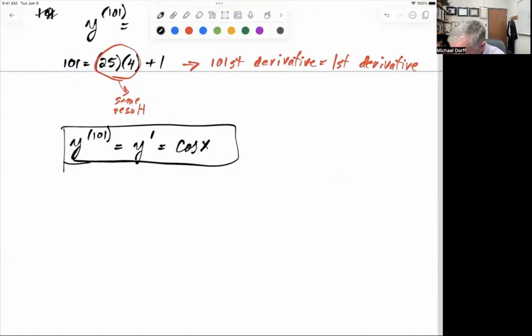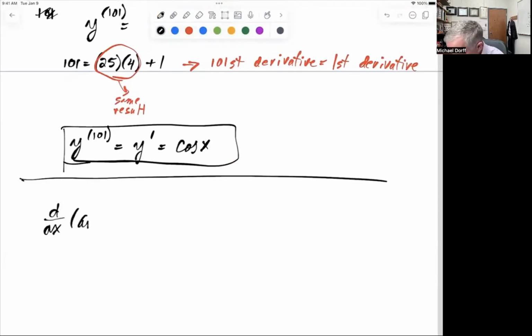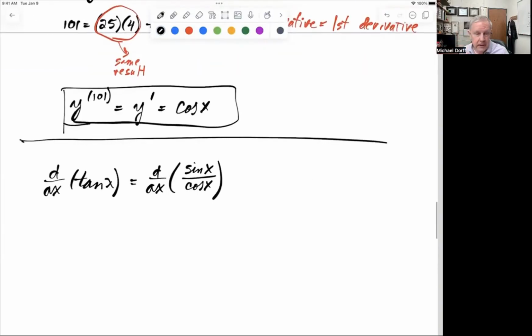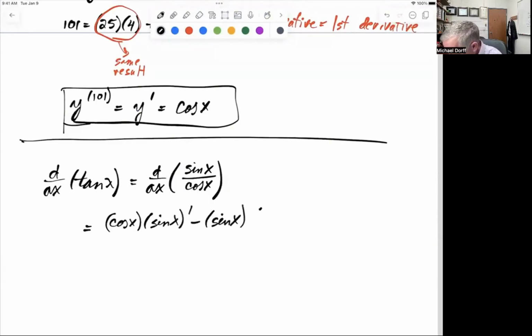What about some of the other trig functions? All right, well, what would be the derivative of tangent? Derivative of tangent. Well, what we can do is write that as the derivative of sine of x over cosine of x. And now we've got a quotient there, so we could do the quotient rule. So we use the quotient rule, and what do I get? I get the denominator times the derivative of the top minus the top, sine x, times the derivative of the denominator, all over the denominator squared.